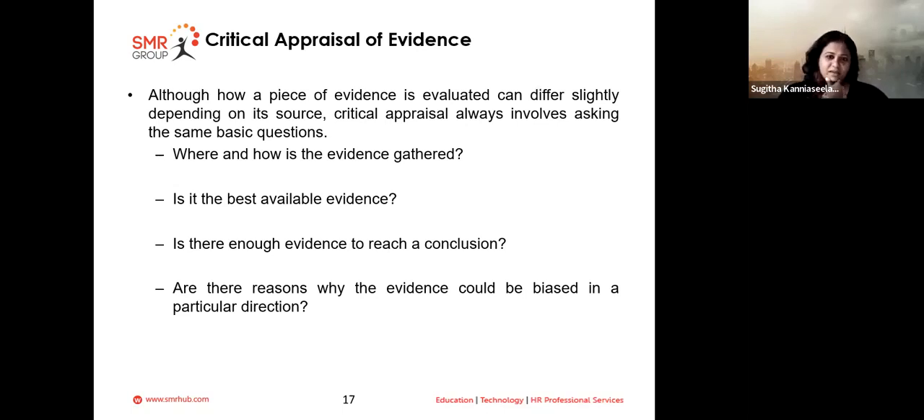Now, second question, is this the best available evidence? Is there any other evidence apart from this evidence that can be used? Or is this the only evidence that is there? And is this evidence actually sufficient for us to reach a conclusion? Or do we need to actually go and look for more evidence? And then here's the acid test. Could this evidence be biased in any way?